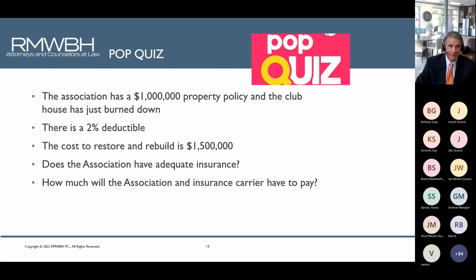Then you have the 2% deductible. The 2% on $1 million is $20,000. So you're going to have a $20,000 deductible, plus they're $500,000 short. The association's going to be on the hook for $520,000. You really would like to avoid that, right? Because what's going to happen? Special assessment.